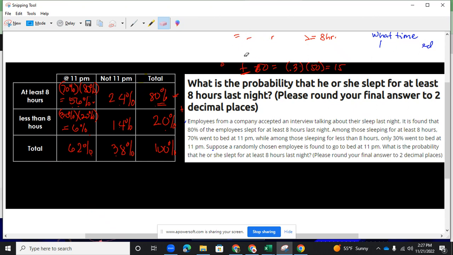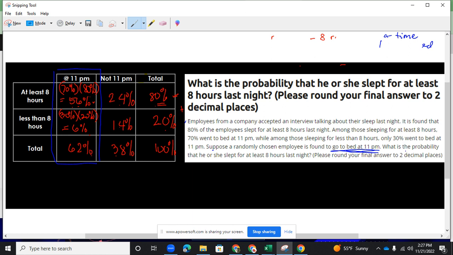We have organized the data, and so now we will answer the question. Okay, so the question is, suppose a randomly selected employee is found to go to bed at 11. So that is your condition. Okay. We're only focusing now on the people who have gone to bed at 11. So that means that's this group right here. You only have to complete the table, but after that, you just pick which one they are talking about. Well, this is the group. So therefore, you don't even have to think about the rest of the other parts of the table.